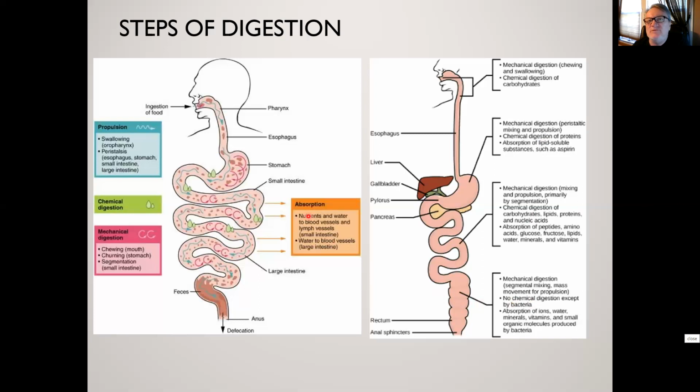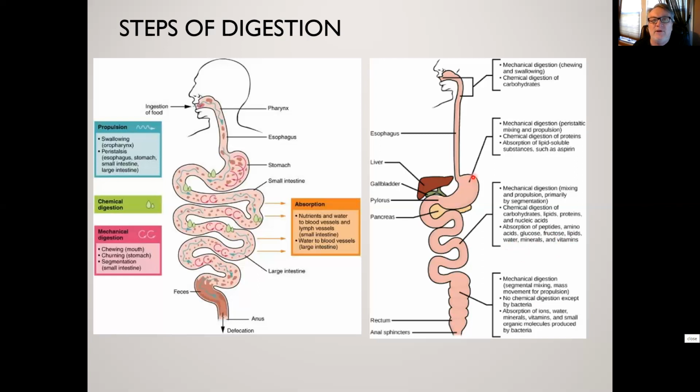Now, if we look at places where we absorb, the nutrients and water are all going to be absorbed in the intestines. But it's the small intestine that does the bulk of the absorption. So the peptides, the amino acids, which are the product of the digestion of proteins, glucose and fructose molecules, which are the products of the breakdown of carbohydrates, and then lipids, and also water, and then the minerals and vitamins will be absorbed in the small intestine.